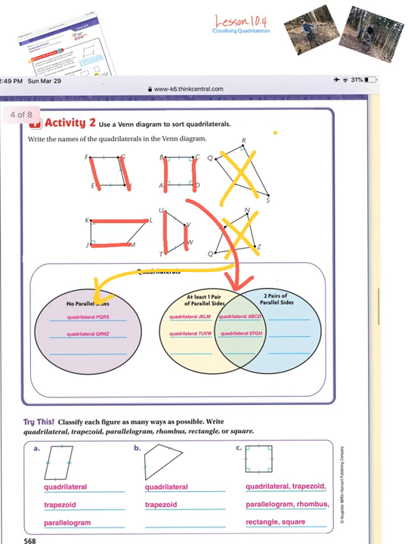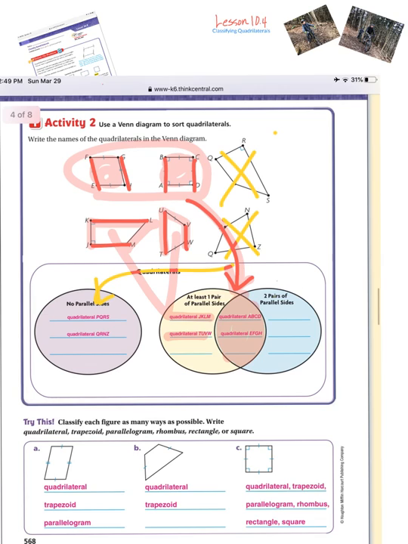Some of them, like FGEH and ABCD, are going to fall exactly where I'm pointing to right here. Those go right down here in that middle section because they have 2 pairs of parallel sides and at least 1 pair of parallel sides. And then quadrilaterals that we would typically call trapezoids, right? They only have 1 pair of parallel sides. So this one comes down here, JKLM, TUVW. So we're allowed to call it in that order, okay?